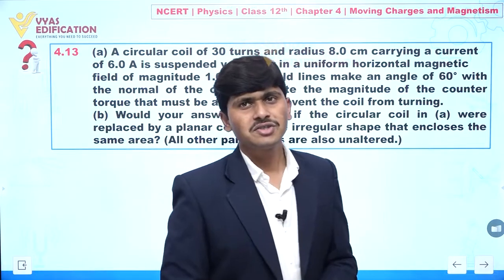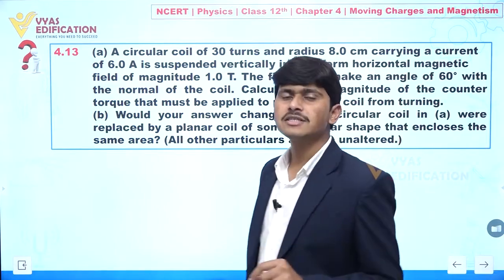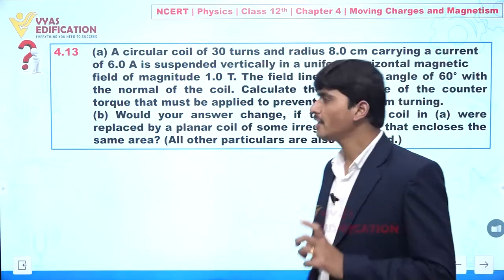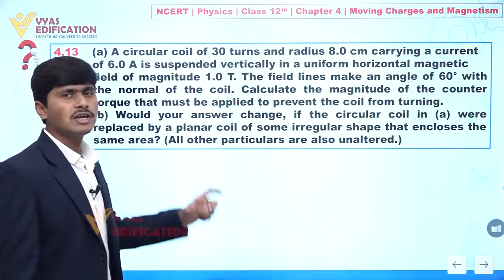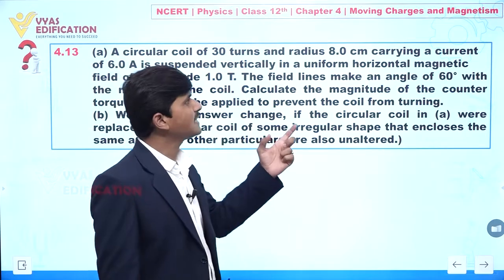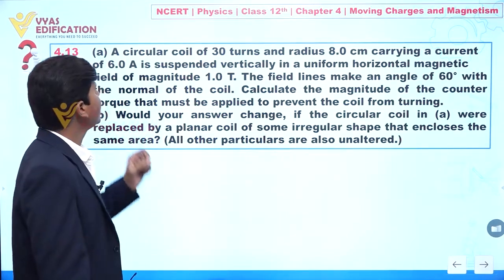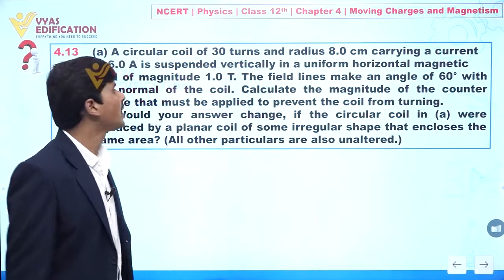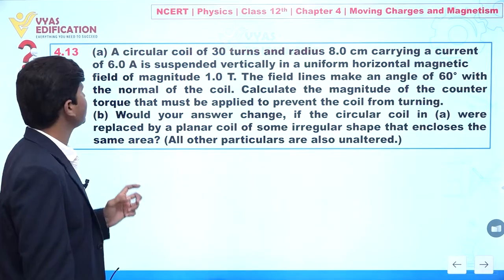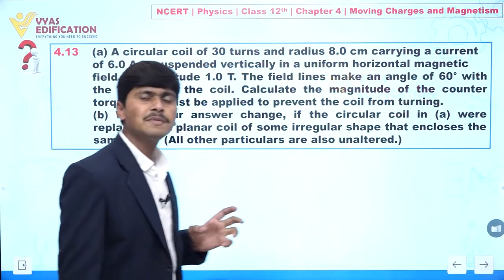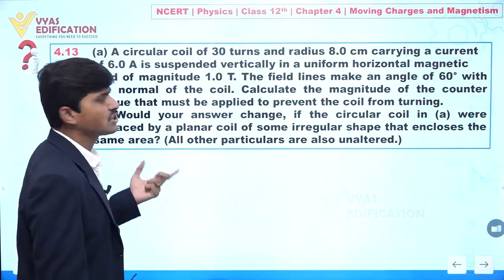Now students, we are going to solve question number 4.13, and in this question we have two parts, part A and part B. In part A, the question is: a circular coil of 30 turns and radius 8 centimeter carrying a current of 6 ampere is suspended vertically in a uniform magnetic field of magnitude 1 Tesla. The field line makes an angle of 60 degrees with the normal to the coil. It means we can say the angle between the magnetic field and the area vector is 60 degrees.